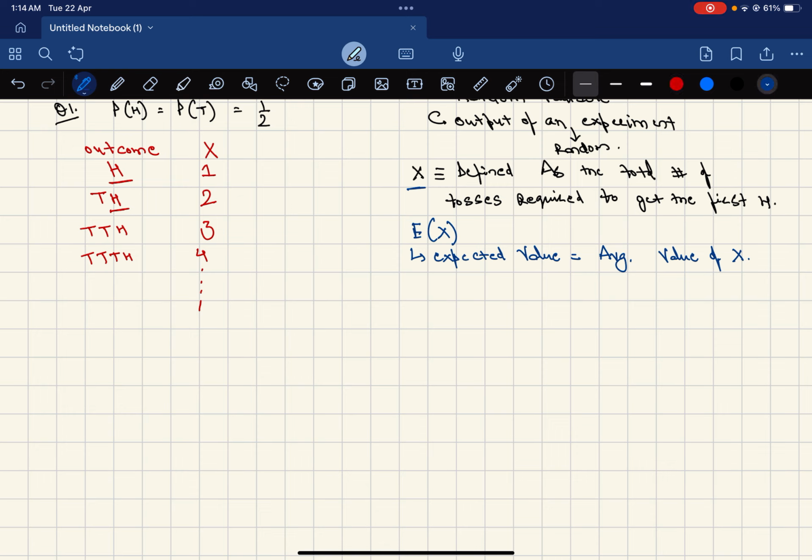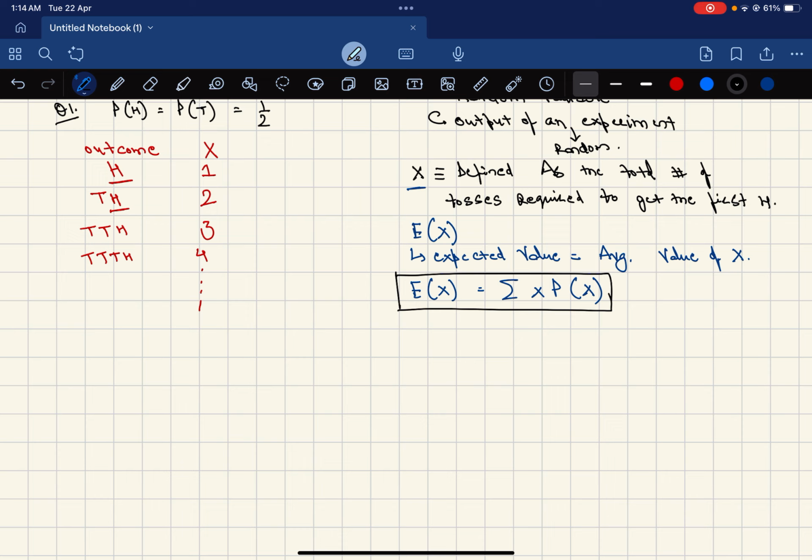Now one thing to note here is that the expected value of x is always computed as the summation of the value of x multiplied by the probability of x. So this is a very important concept which will be used again and again in probability and statistics, and therefore one should be very familiar with it.